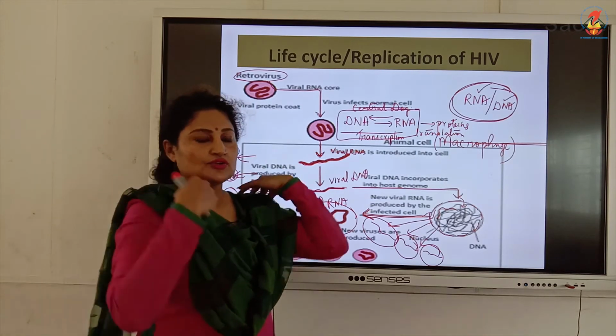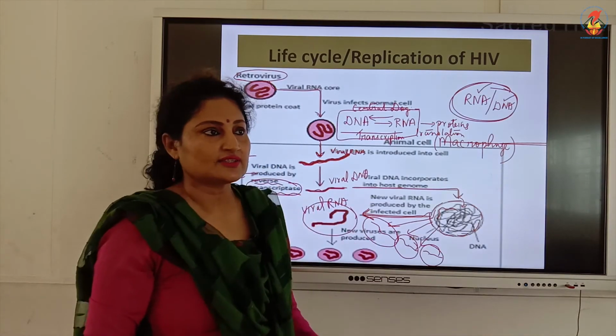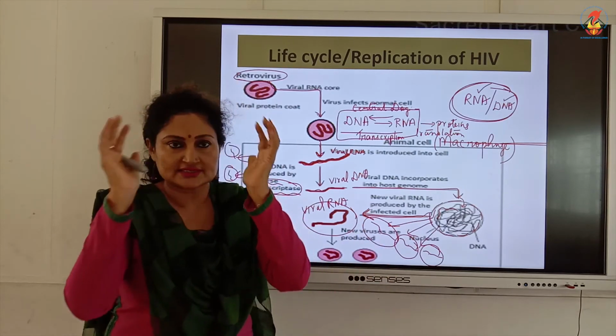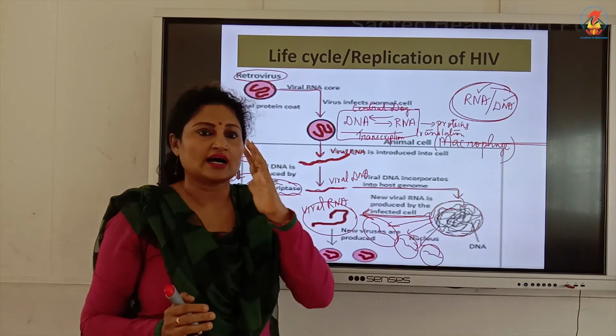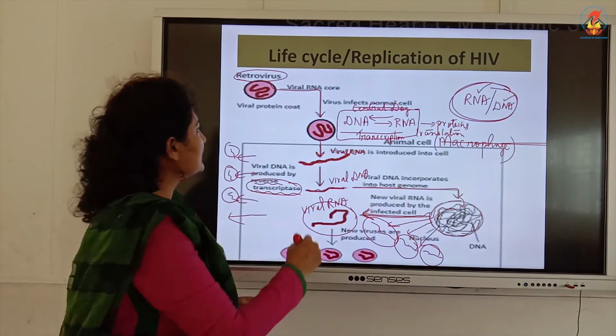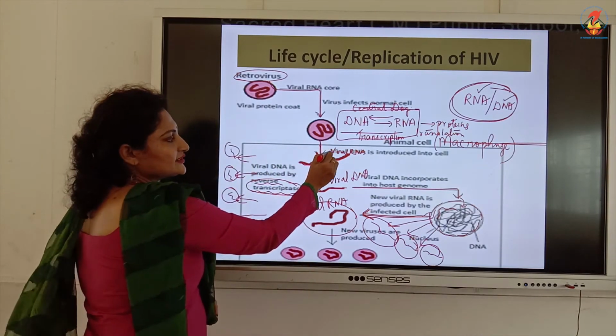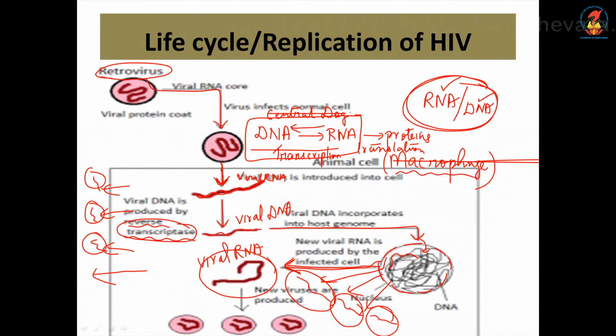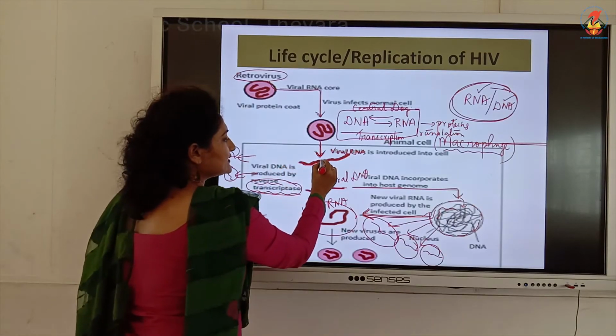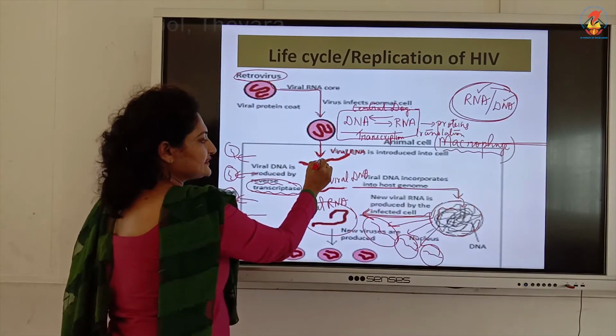So once again, the life history, or the life cycle, or the replication of the HIV virus. First you must know the structure of a virus, and that too of a retrovirus. It has just a protein coat and RNA as a genetic material. It gets into the host cell. Here the host cell I mentioned is the macrophage. How does it get in? It does not get inside as a whole. The protein coat is left behind and only the RNA gets inside. The viral RNA gets inside.